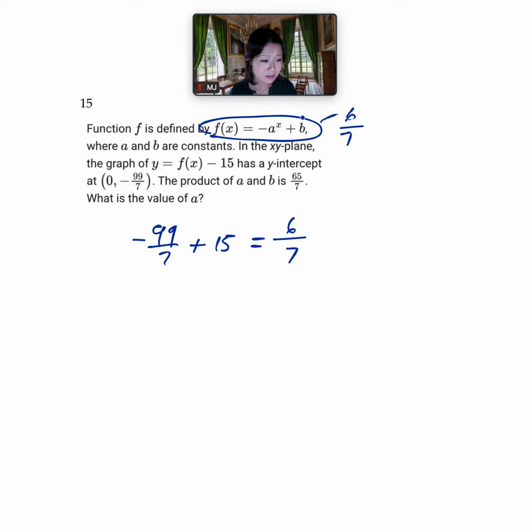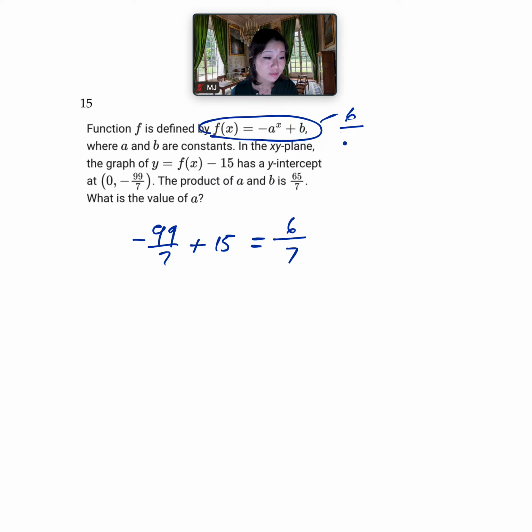But does that mean that b is equal to 6 over 7? And we need to know b because we're worried about a. That's the answer to the question. And in order to get a, we're going to have to figure out what b is. So they probably want you to think that b is 6 over 7 because a lot of times the y-intercept is the thing hanging off on the side.